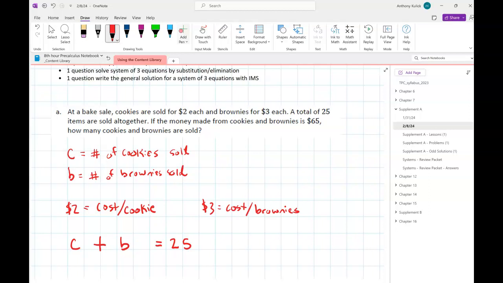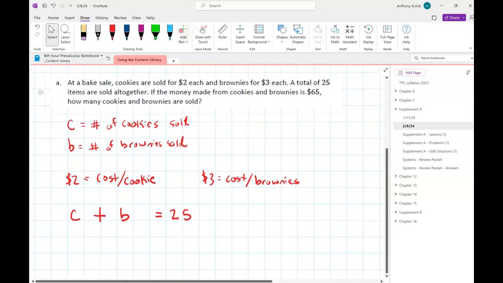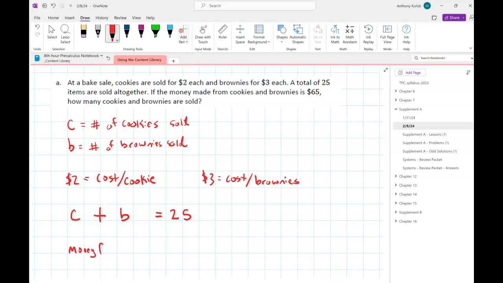It says the money made from cookies and brownies is $65. So how do we get that to 65? Well, that's going to be the money from cookies plus the money from brownies, right? And that should be $65.